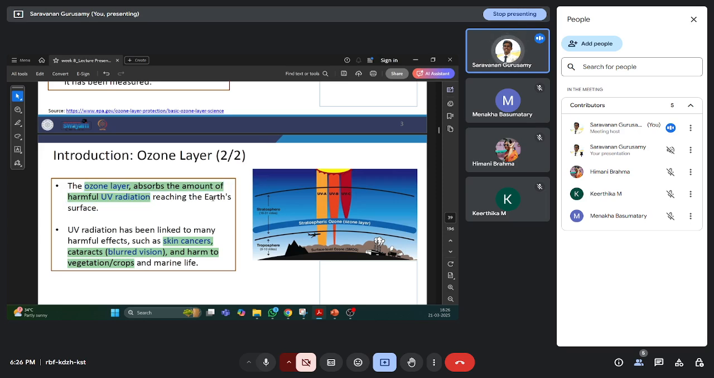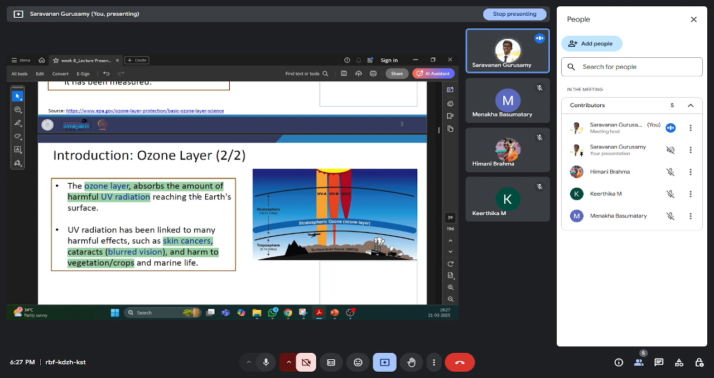The ozone layer, what is the purpose of the ozone layer? God has created this as a proper system in the design of the earth, with the proper gas in the stratosphere to filter the harmful UV radiation from the sun so that it does not reach the earth's surface. That is a good engineering mechanism you can think about. So the ozone layer absorbs the harmful UV radiation.